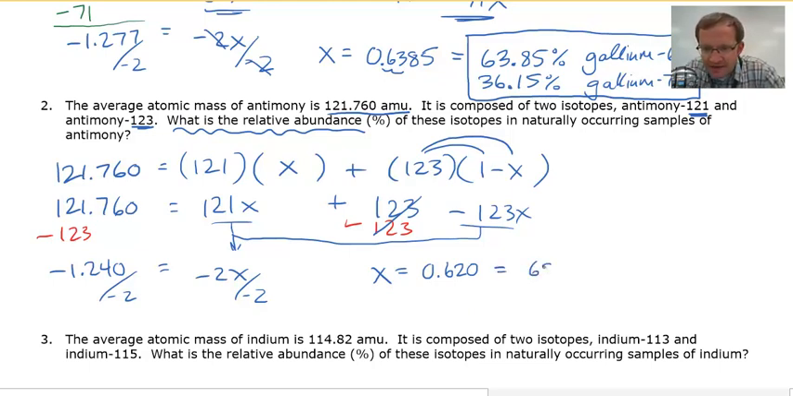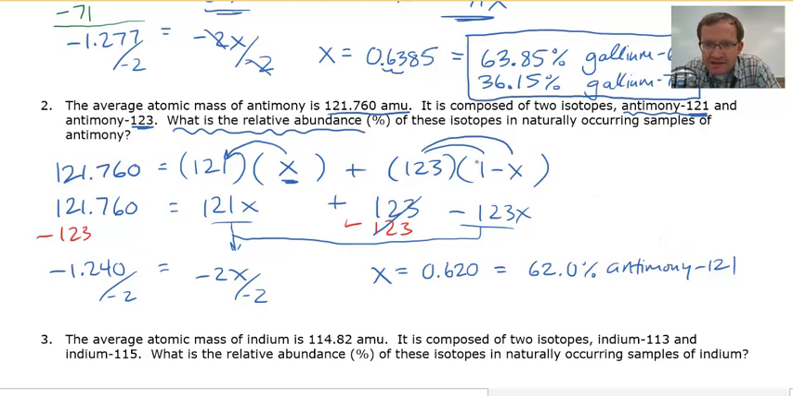In fact, it's exactly 62%. But what is it? 62% X was with this isotope, antimony 121. So that's this guy right up here. 62% are antimony 121, and the rest are antimony 123.